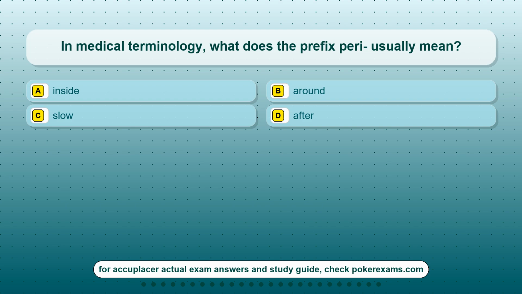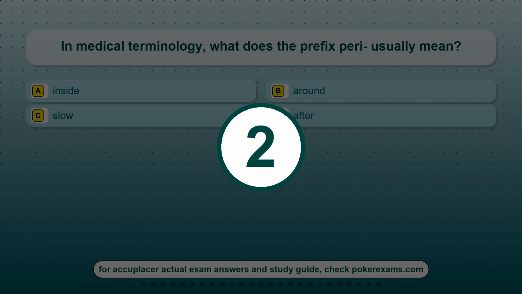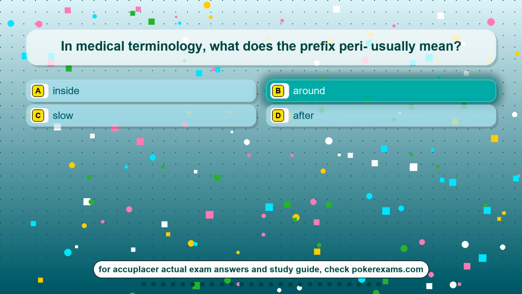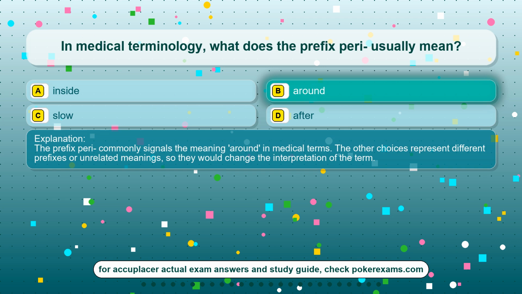Question 9. In medical terminology, what does the prefix peri- usually mean? Option A, inside. Option B, around. Option C, slow. Option D, after. The correct answer is option B, around. The prefix peri- commonly signals the meaning around in medical terms. The other choices represent different prefixes or unrelated meanings, so they would change the interpretation of the term.